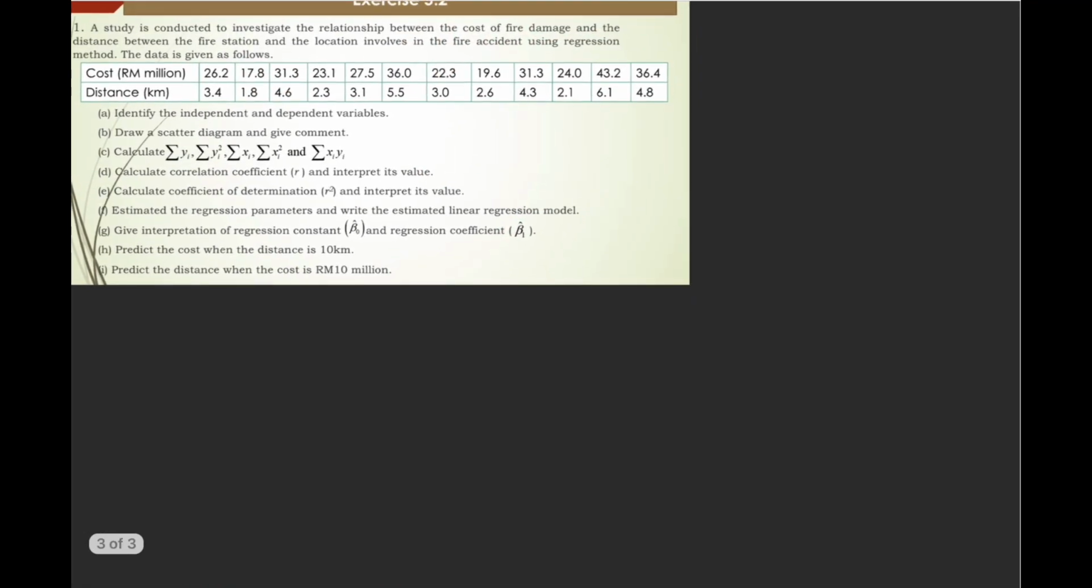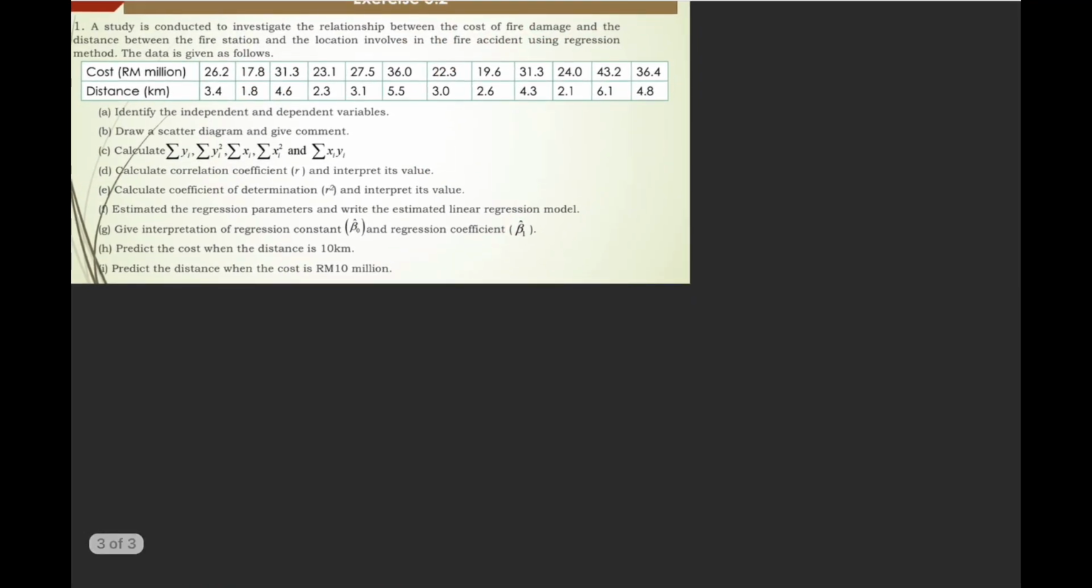Exercise 5.2, number 1, about the simple linear regression. Actually it is related to 5.1, correlation coefficient and the coefficient of determination. A study is conducted to investigate the relationship between the cost of fire damage and the distance between the fire station and the location involved in the fire accident using the regression method. The data is given as follows. A. Identify the independent and the dependent variables. So I will use IV for the independent variable, DV for the dependent variable.